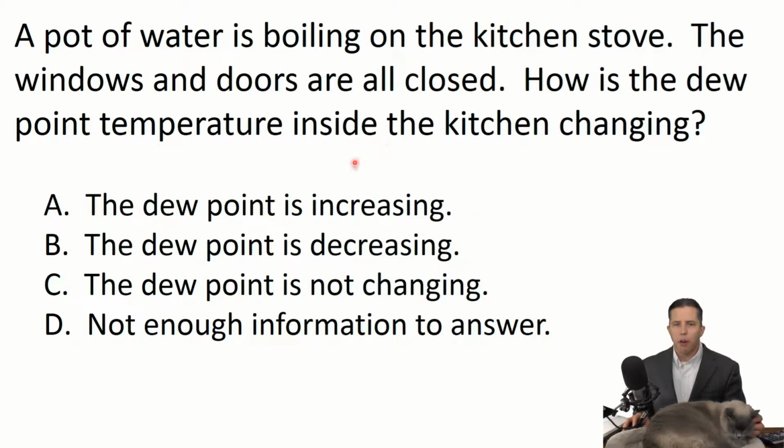Okay, so if I'm boiling water on the stove, then clearly I am adding water molecules up into the air. As the water is boiling, assuming the pot is open, water molecules are coming out and going into the air in the kitchen. So if we're adding water to the air in the kitchen, that's going to increase dew point. So in this one, the dew point would be increasing.